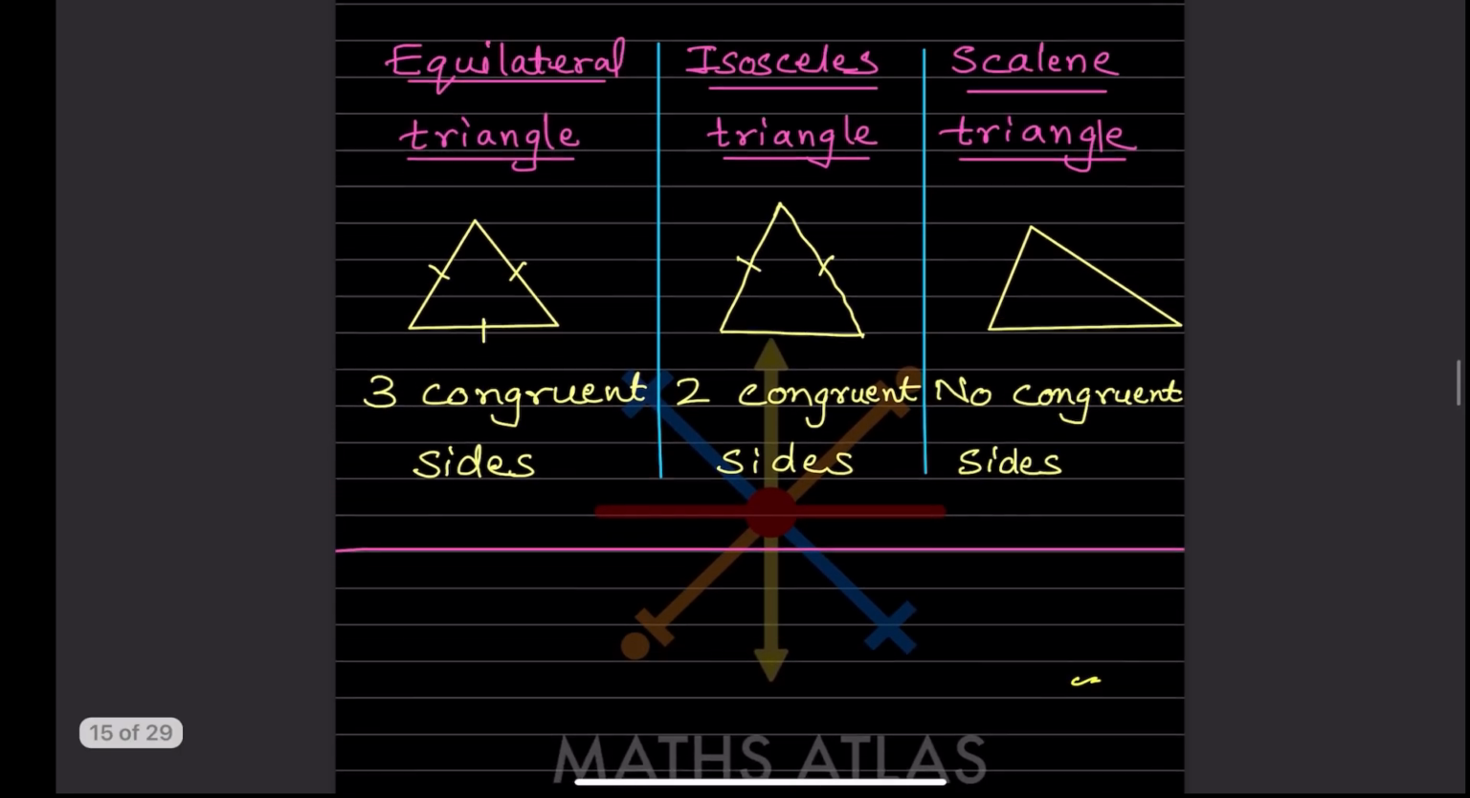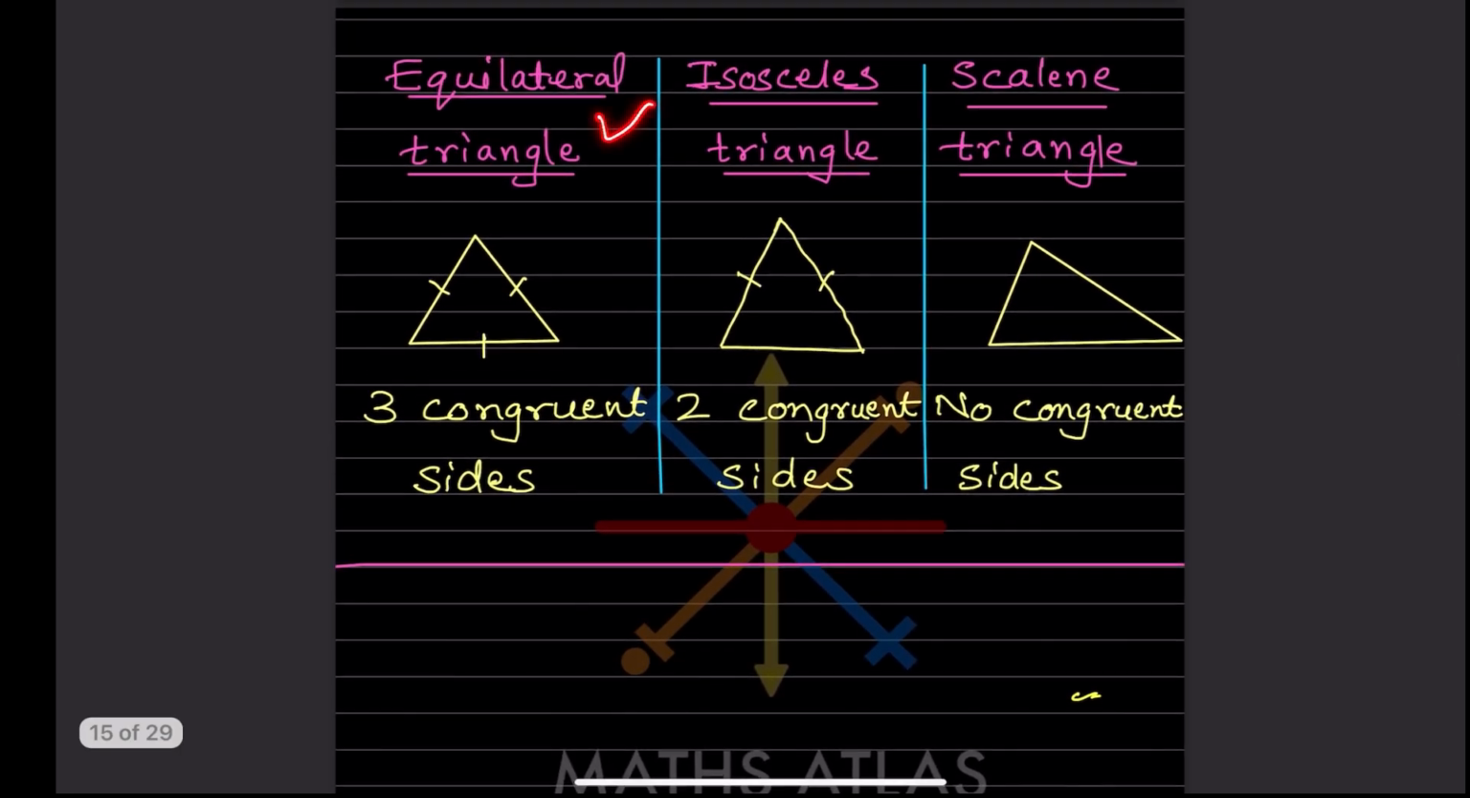So now the next one, let us see the difference between the equilateral triangle, isosceles triangle, and the scalene triangle. Equilateral triangle means all three sides are equal, three congruent sides. Isosceles triangle means this and this side are equal, so there we have two congruent sides. And the scalene triangle means all three sides are unequal, so we can say no congruent sides.